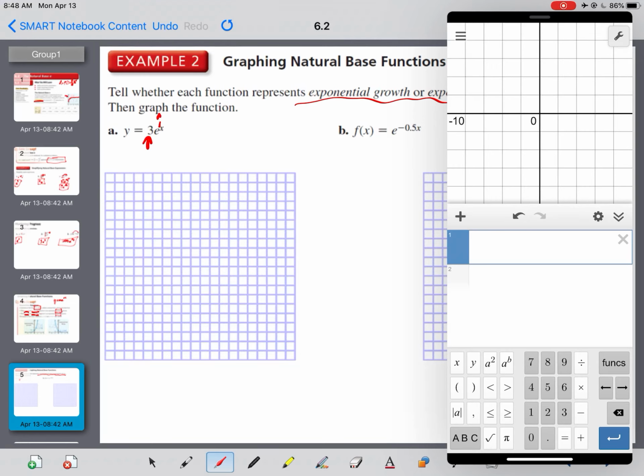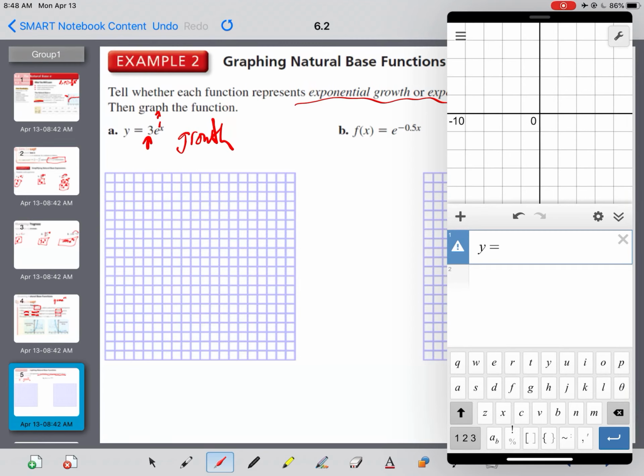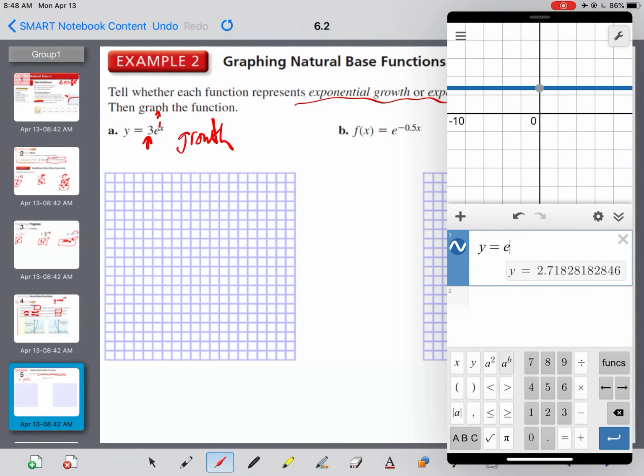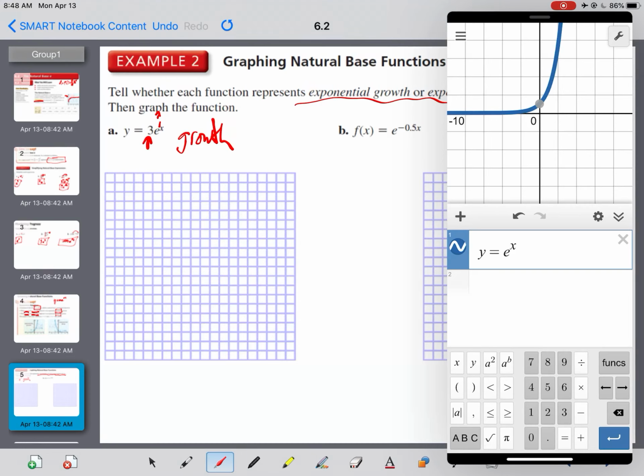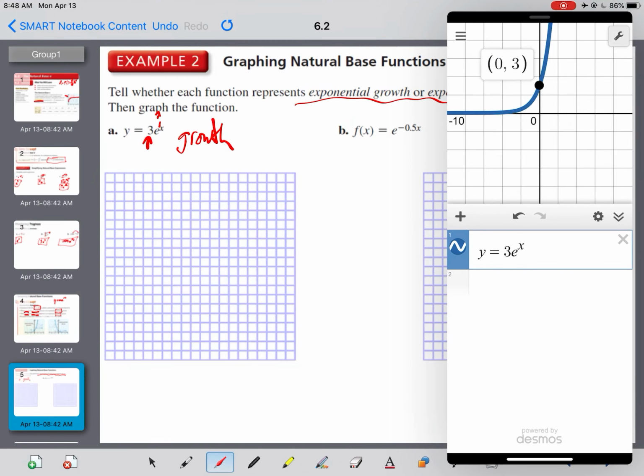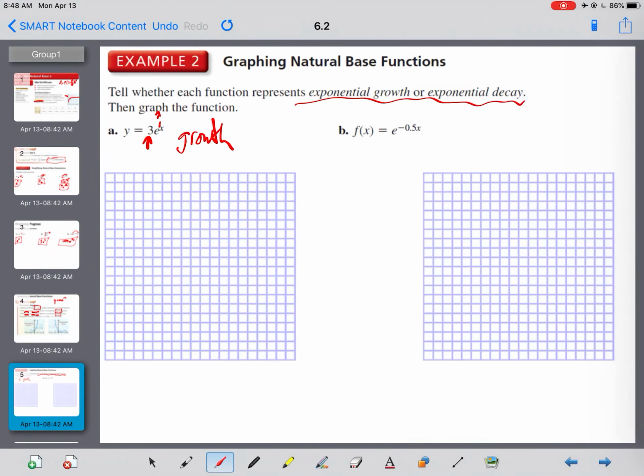Okay. So this is positive. There's a 1 right there, which is positive. Positive, positive means growth. And if we look at the graph, y equals e, do the ABC button and then push e, it already knows, to the x. Goes like that. Oh, I forgot my 3. Hold on. Notice now it touches at 0, 3 instead of back here where it touched at 0, 1. That's because we're plugging in 0 for x. e to the 0, anything to the 0 is 1. 1 times 3 is 3. So 0, 3 is where it graphs.